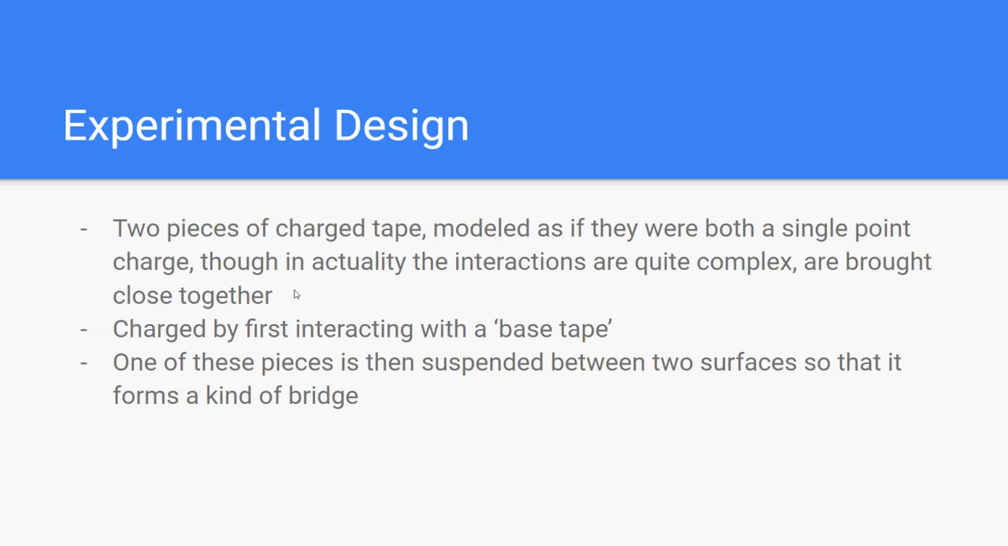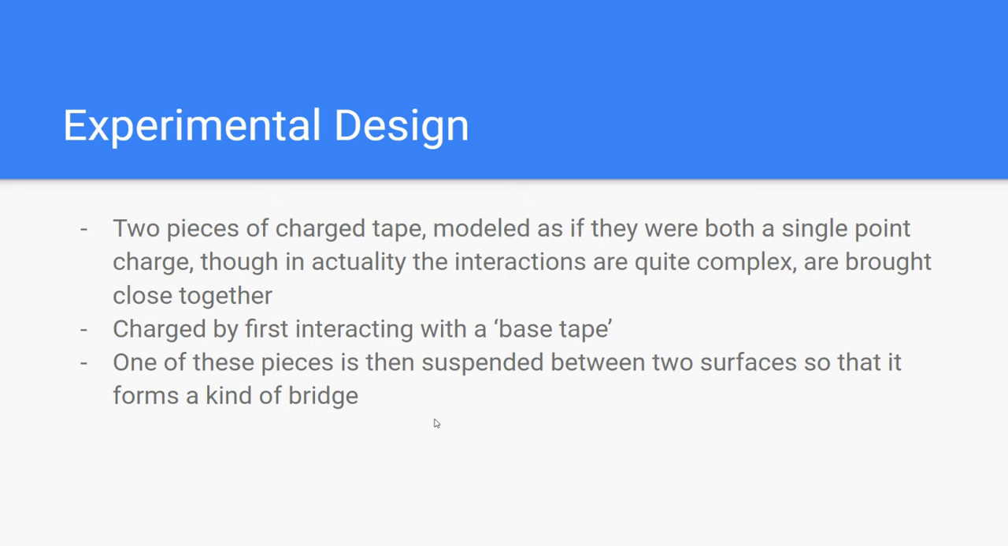They're charged by first interacting with a base tape, which is put on a surface, and the piece of tape to be charged will be put on top of it and then quickly ripped off. Just because of the material of the tape, this in effect charges it, giving it an excess or deficiency, as we will see later which one of those it is, of charge.